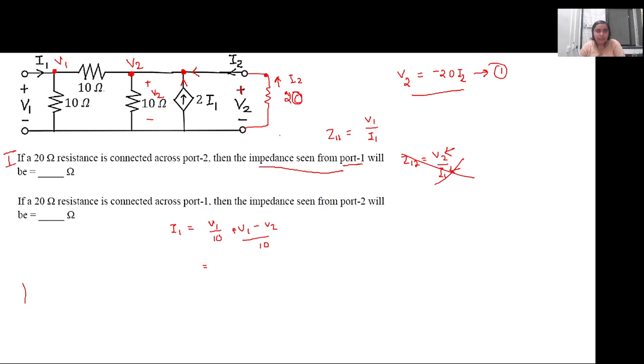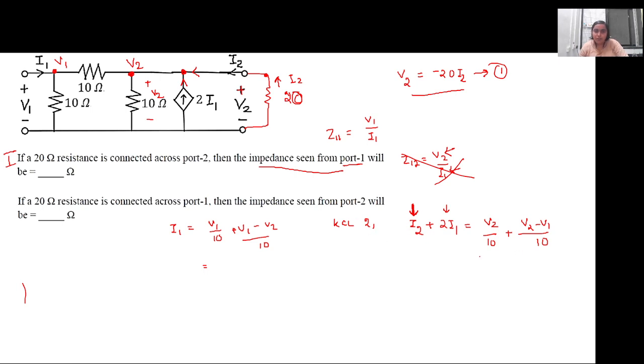And again, if I apply KCL at node 2, it is I2 plus 2I1 will be equal to V2 by 10 plus (V2 minus V1) by 10. Is this clear? Earlier we only had 2I1, but now since the load resistance of 20 ohm is connected, this particular current will also exist. So this is just the extra condition in KCL at 2.